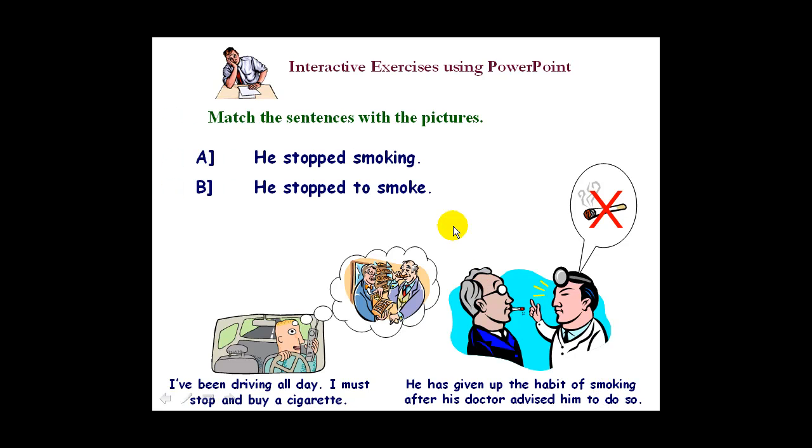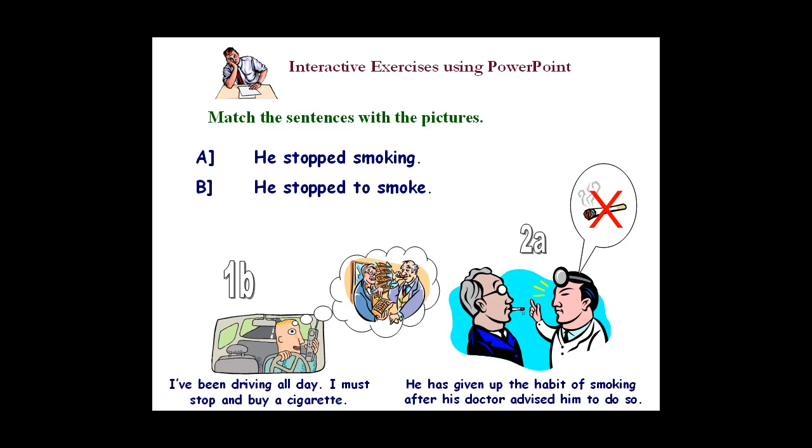Now I got two sentences. Through custom animation I made it appear after they read these sentences and click the mouse. Now this is the gerund form and this is the infinitive form. They have to match it with the pictures. The sentences look similar, so that the students have to think about the meaning that is conveyed through the sentence. Now the answer is given this way, 1B and 2A. The answer appears when the mouse is clicked.